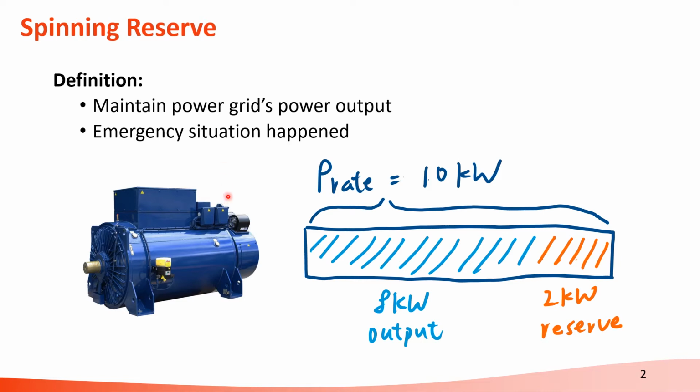Let's take a look at the generator example which is shown here. Let's say this generator's rated power is 10 kilowatts. In a normal situation, the power output of this generator should be 8 kilowatts, or it can serve an 8 kilowatt load. The remaining 2 kilowatts acts as reserve power for an emergency situation.